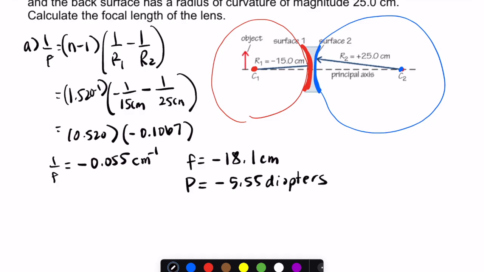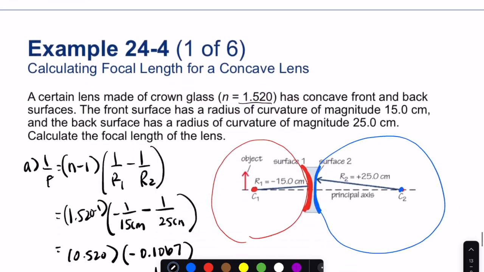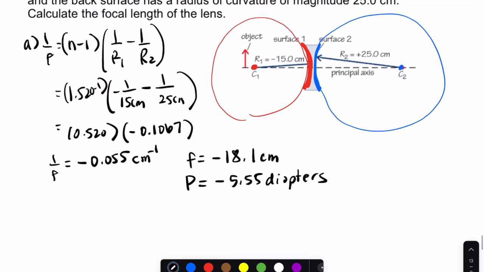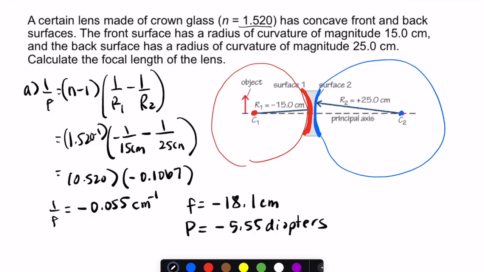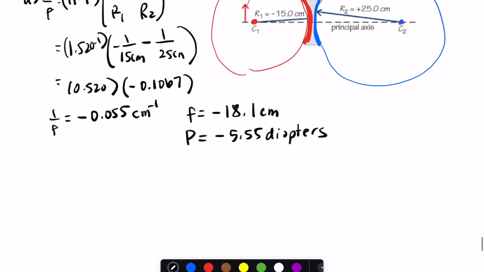Okay, using the same mathematical steps we did before, except now we just have a negative sign in front, because diverging lenses have negative focal lengths. Okay?